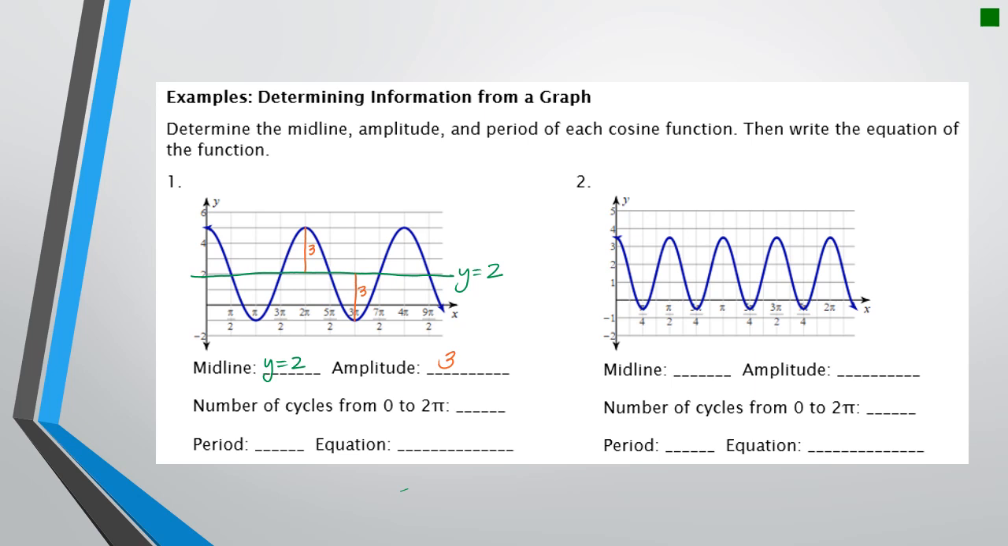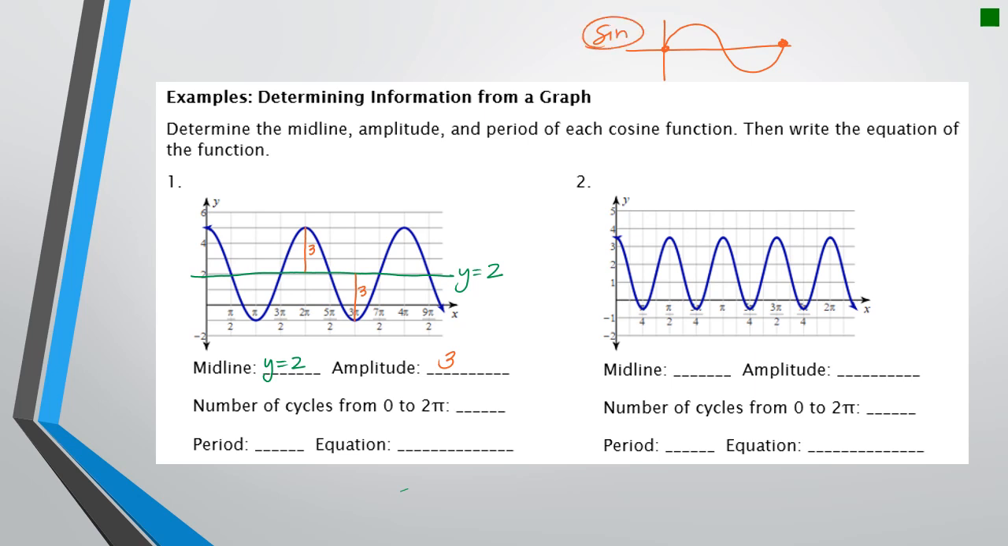Number of cycles between 0 and 2 pi. This one, we're looking for 1 full cycle of the cosine function. So you have to kind of switch gears. We've been looking for the sine graph. And remember that the sine graph looks like this, where it starts at 0, and then you have a hill and a valley, and then it stops back at 0. So this is what the sine graph looks like, which is what we've been doing up until this point.